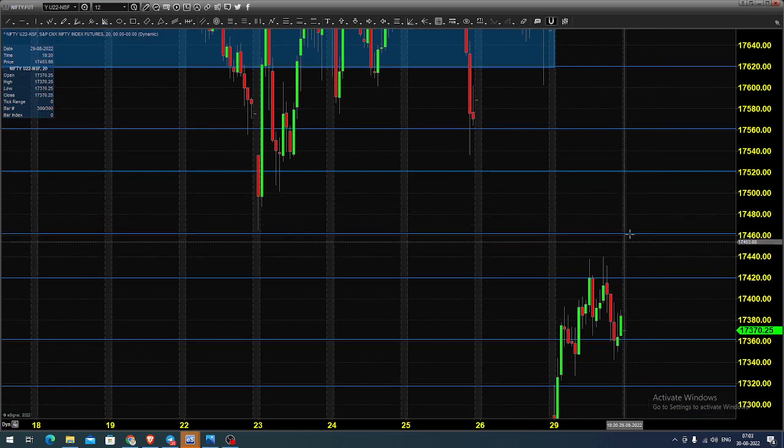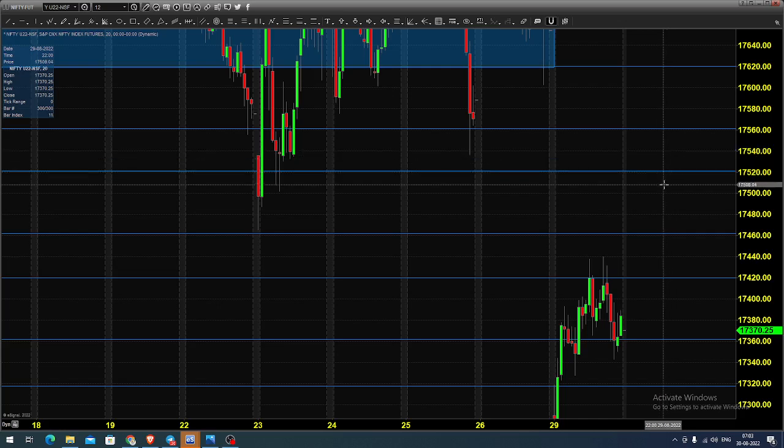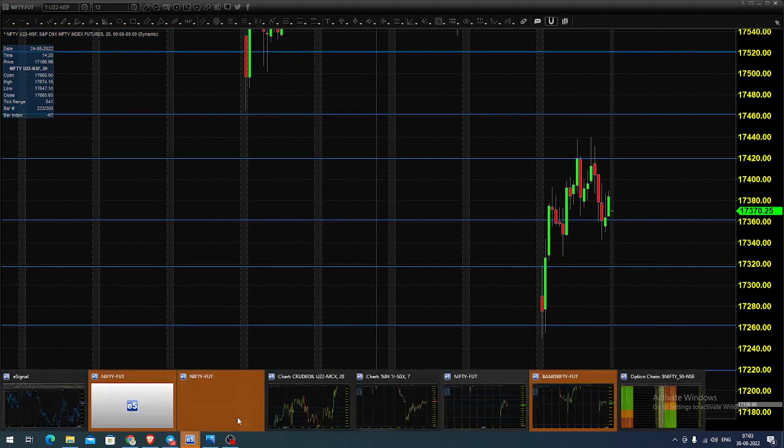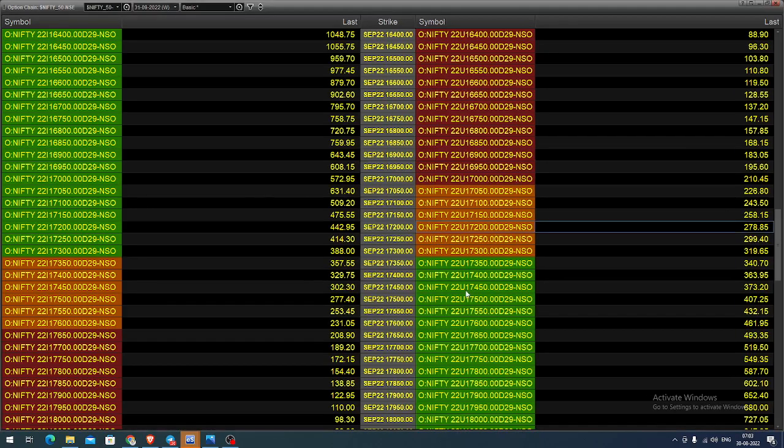You can go for selling till 17,520 by placing a stop loss near 17,540, expecting the market to continue its selling to reach various targets marked as possible support. Still, we can expect the market to continue its selling.